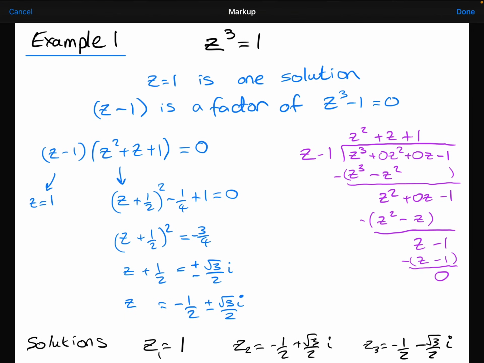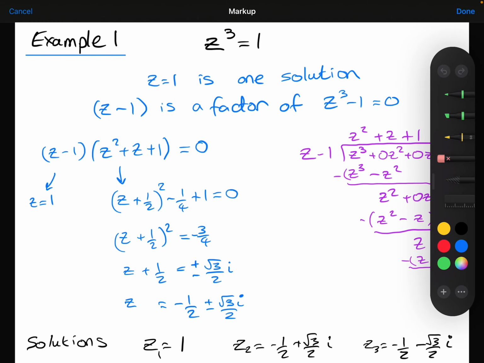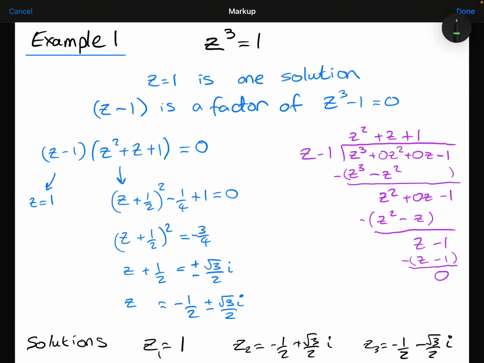Now on this slide, I've shown how to do this the long way, as if we were in year 12. This is just so I can show you what the three solutions are. In a moment, I'm going to show you what the shortcut is, so you won't have to do this long method. But what I've done here is z cubed equals 1. We're expecting to get three solutions because it's a cubic equation.